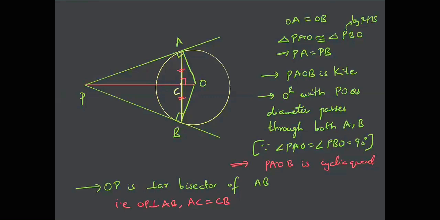If these two are congruent, then I can say that PA must be equal to PB. So PA must be equal to PB. It means that the lengths of tangents from an external point are equal.